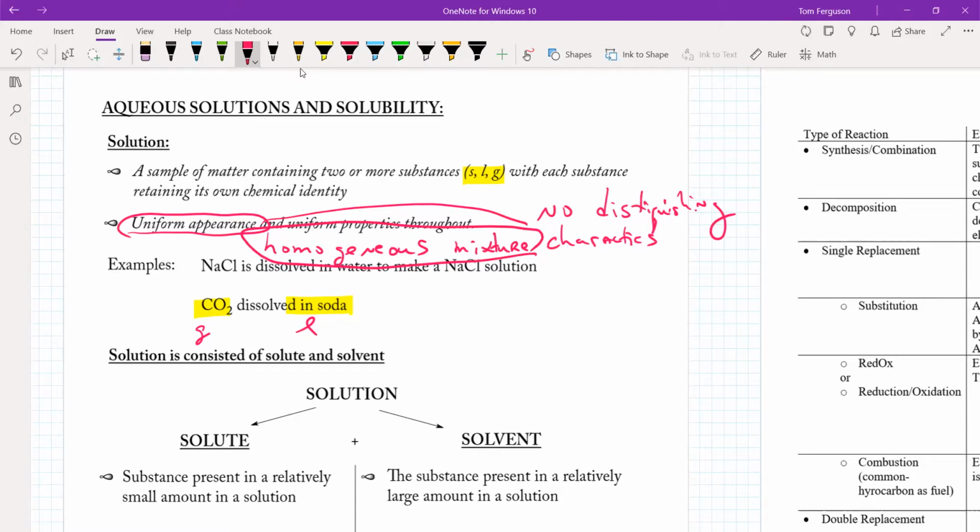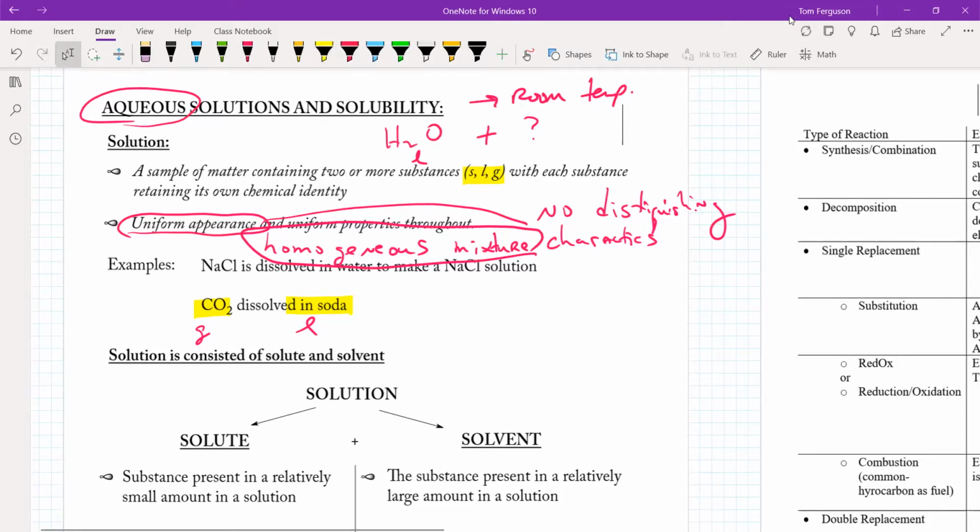The ones we're going to be homing in on today are aqueous water solutions. So things that are in water. So it would be water plus something, liquid plus something, at room temp. By the way, yes, I did do a recording. I'm always paranoid now about that. Okay, so we're doing aqueous solutions and whether they are a solution or not.